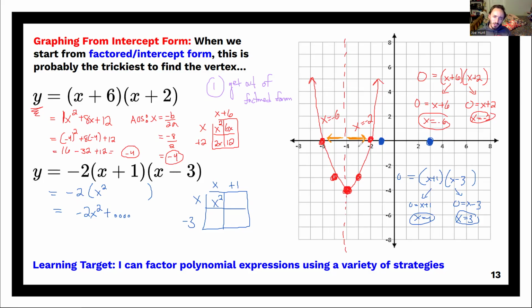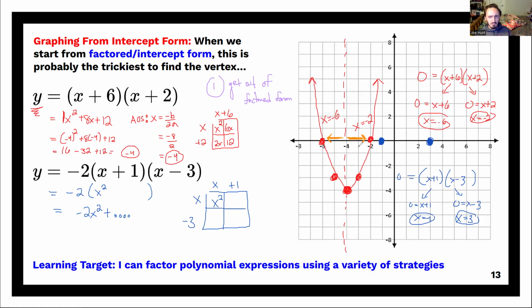So you could go through all the trouble of getting this into standard form so that you could then complete the square to get it into vertex form and handle it that way. It works, it just takes a while. You could also go through the trouble of getting it into standard form, find the axis of symmetry, plug it into the function to find the rest of the vertex, and go from there.